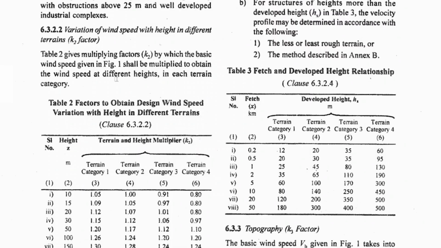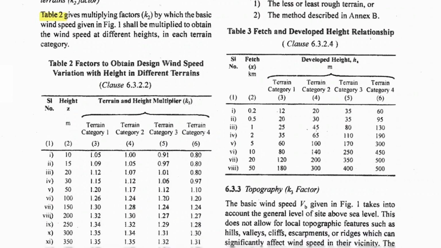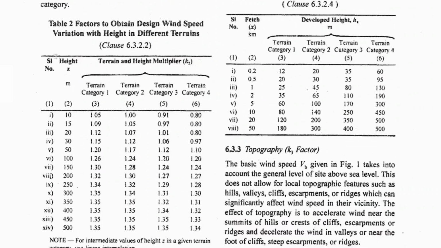The next parameter was your K2, that is your terrain roughness and height factor. K2 is obtained from Table 2. So here it is. In this table, we have the height and the K2 value for terrain category 1, 2, 3, 4.